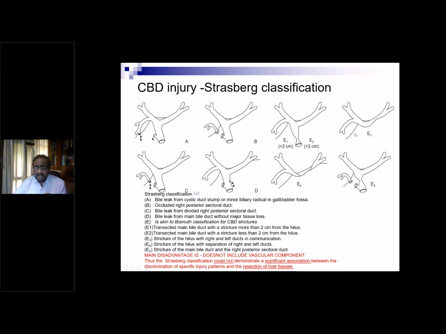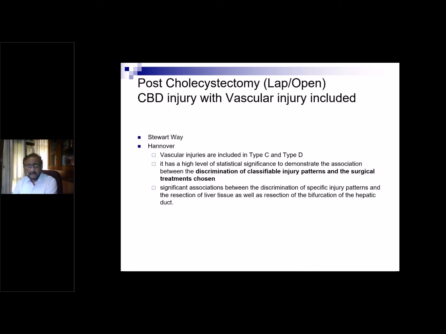But if you even damage the confluence, then it becomes an E4. E3, that's E4. And along with this damage of the CBD, any one of them, along with them, you have a ligation of both, then it becomes E5. Right? So this discrimination is important. Why? Because that gives you an idea what kind of repair you can do in this patient. But just remember one thing, vascular injury is not taken into account in the Strasberg classification. And if you want to take the help of vascular injury, you can take the Stewart-Way or Hannover classification, where they have also taken note of the vascular classification.